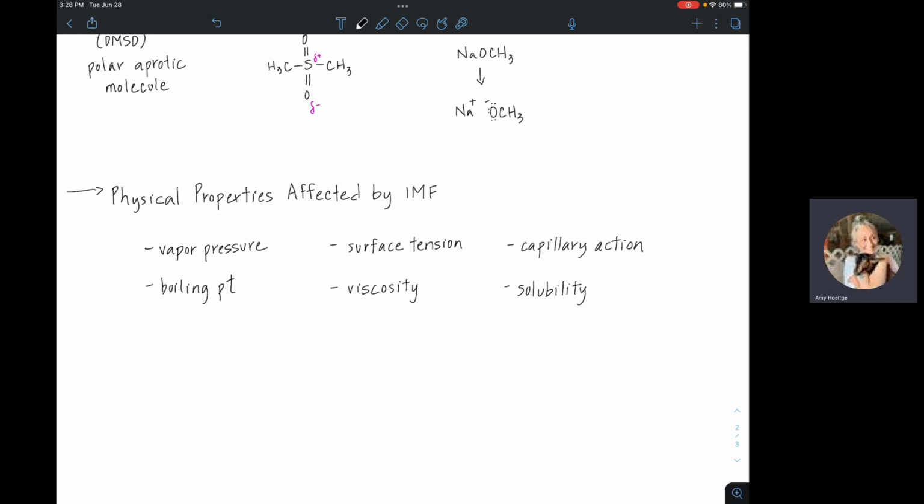Okay, so that's going to be it here for general periodic trends, intermolecular forces of attraction, and the physical properties affected by them. In the next video, we're going to review acid-base chemistry, and we'll pull in some of these intermolecular forces of attraction and some of the descriptions for those.